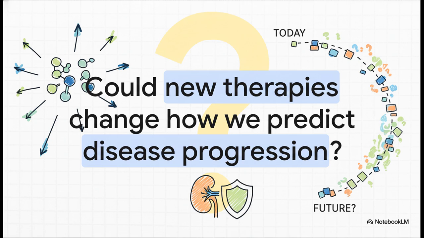But looking forward, the whole landscape is changing. As new therapies start to emerge that actually target the IgA immune complexes themselves, the big question we're left with is this: could the prognostic factors we rely on so heavily today completely shift in the near future? It's a really critical space to watch.